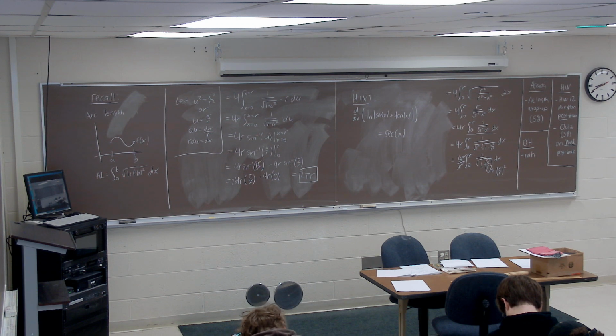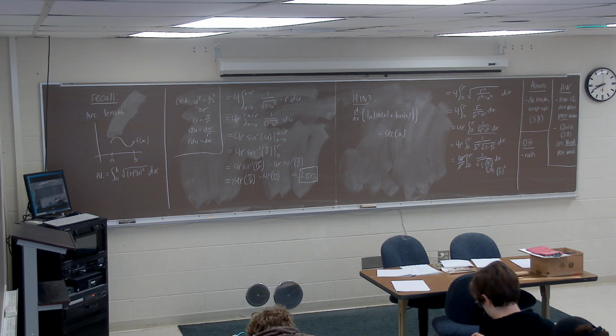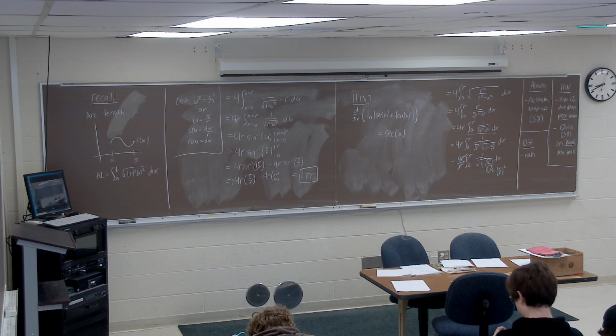That would just get you... let's see, zero. Would that cancel out? I think so. Secant of pi over 3 is the only thing. So now we've got natural log of secant x plus tangent x. Secant of pi over 3 is 1 over cosine of pi over 3, and cosine of pi over 3 is square root of 3 over 2.